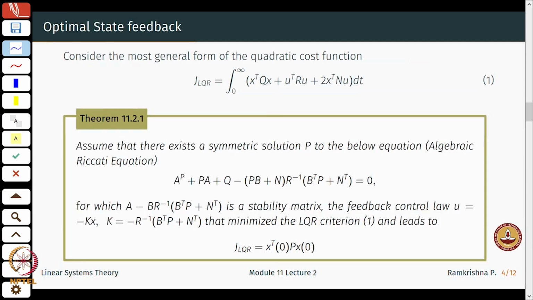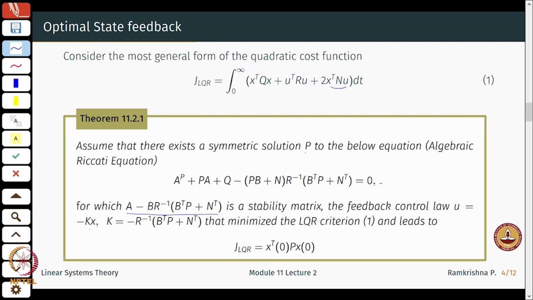We start with a slightly more general form of quadratic function. In addition to what we had previously, we just add some cross terms between x and u. The theorem that we will prove will again derive the same Riccati equation, but in a slightly different way. We assume that there exists a symmetric solution to the below Riccati equation, for which this particular matrix is a stability matrix.